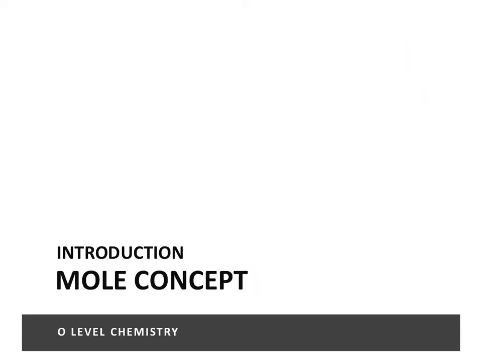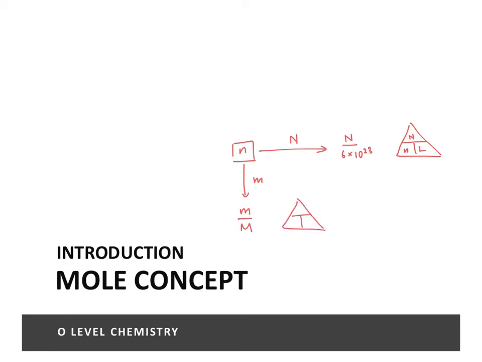So we have looked at the 4 different ways in which we can obtain number of moles, and it depends on what quantity is given to us in the question. If we are given number of particles, number of moles equals number of particles divided by Avogadro's number. The relevant triangle will look something like this. If the question gives us mass, then number of moles equals mass divided by molar mass, and the relevant triangle will look something like this.